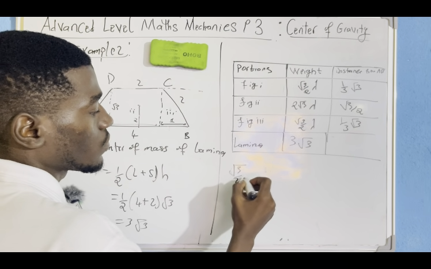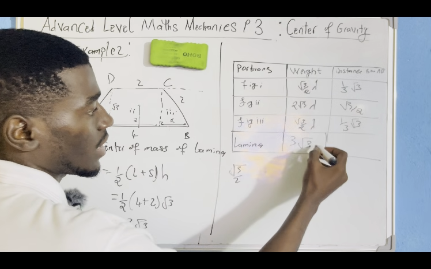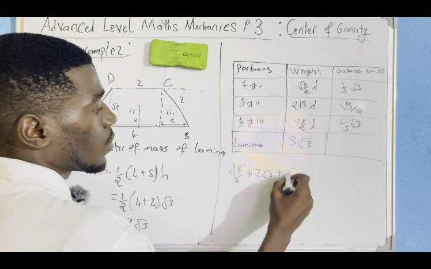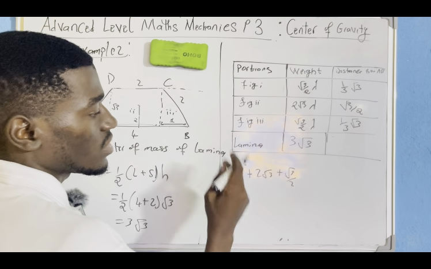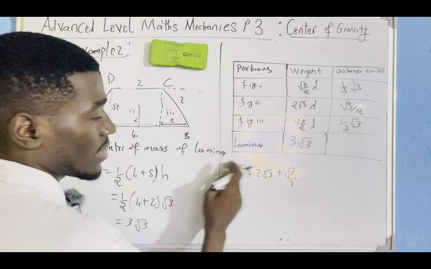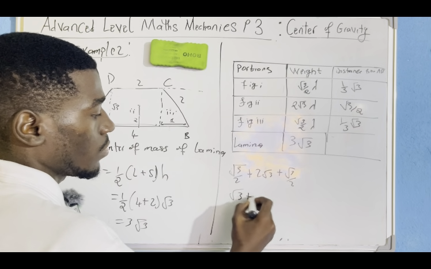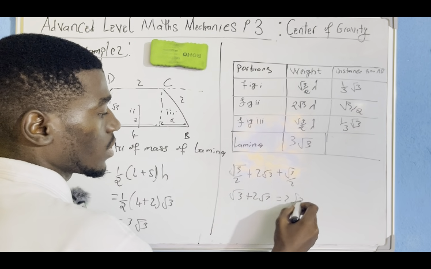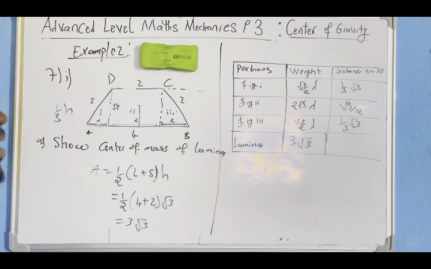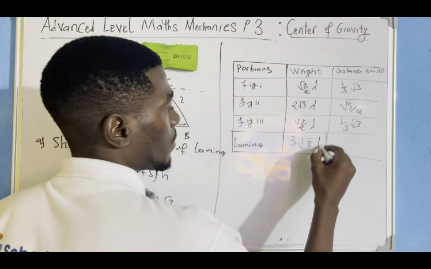If you take this plus this plus this, it will give you the same. Root 3 all over 2, I will remove the lambda because I'm looking for the area, plus 2 root 3 plus root 3 all over 2. These two halves have the same denominator, so I add root 3 plus 2 root 3, which is 3 root 3, as easy as that. Then don't forget I should put lambda here because it's a weight.